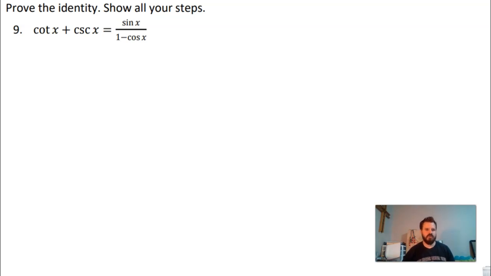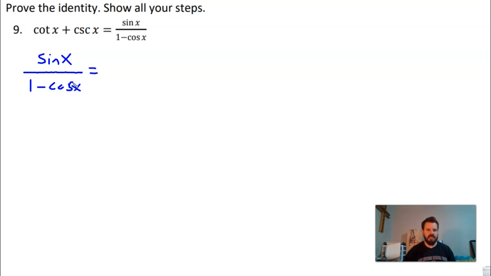All right, prove the identity, number 9. Same deal. Start with the more complicated side. And I'd say the right side this time is the more complicated side. It's got the fraction, it's got an ugly denominator, so we'll start off with that. So we've got sine x over 1 minus cosine x.